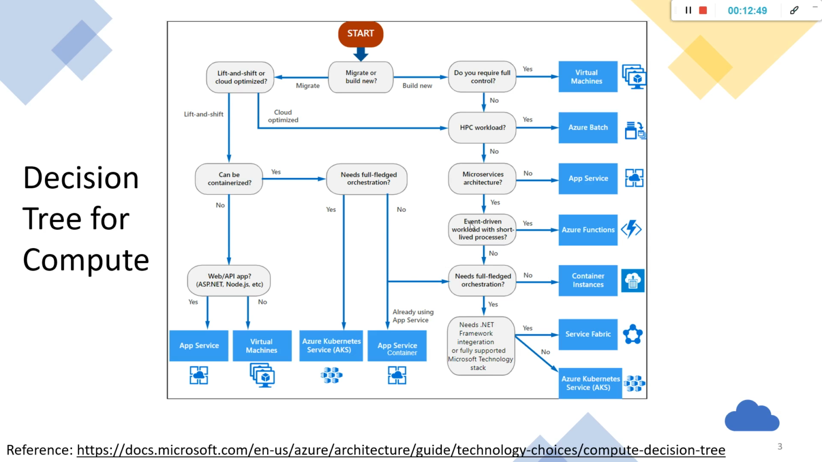Then suppose we don't need the full control. We don't need to maintain the infrastructure. Then there are other options. For HPC, high performance compute workloads, in that case we need to choose Azure Batch.